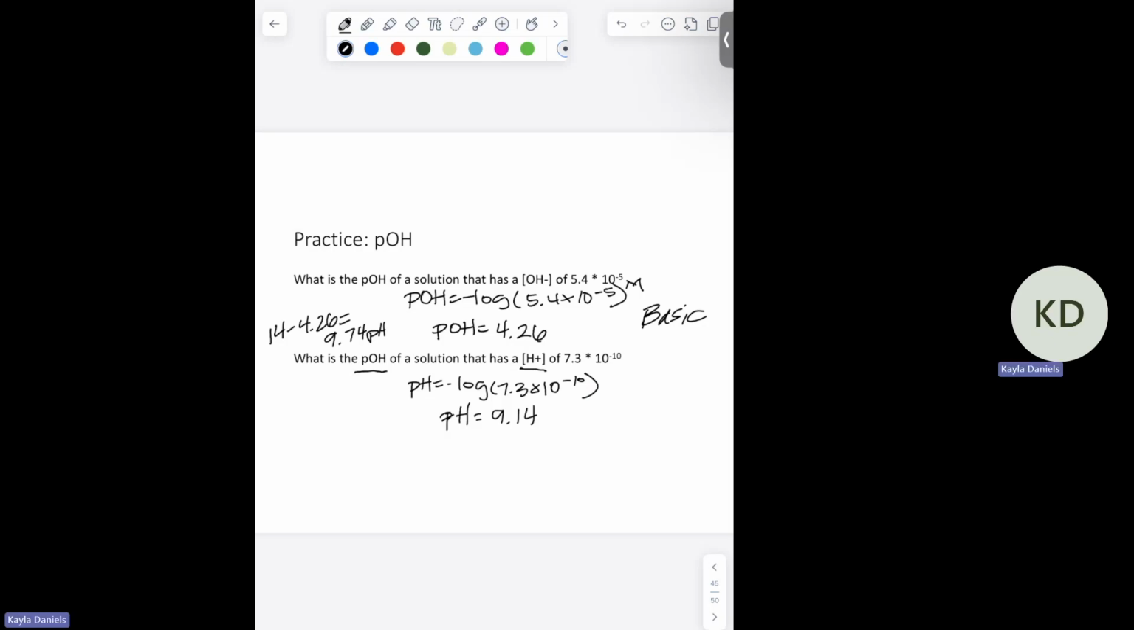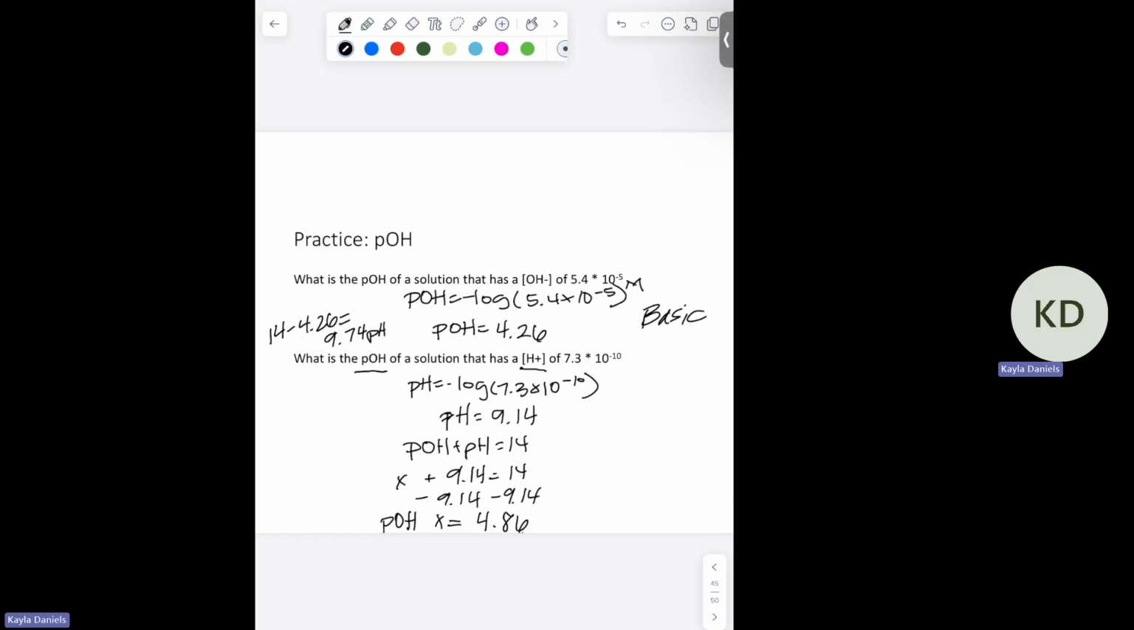All right, so that's my pH, but I'm trying to find pOH. So I can do pOH plus pH equals 14. So I have 9.14 plus x equals 14. I can subtract that from both sides. X equals... Did I not write down the final answer? Of course I didn't. 14 minus 9.14 is 4.86. All right, so this is my pOH. Okay, so that would be my final answer.